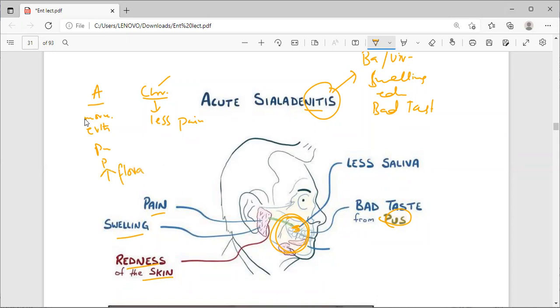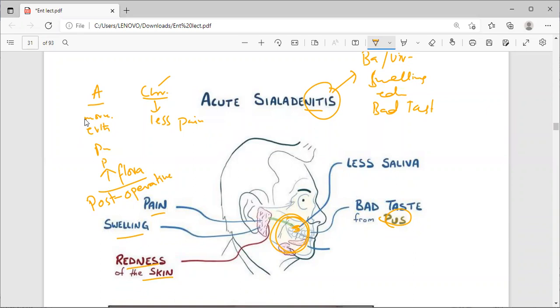So there will be overgrowth of the normal flora, and mostly the patient will present to you after surgery, post-operatively, because you know that the patient is prohibited from eating or drinking when he is going to undergo any surgery.